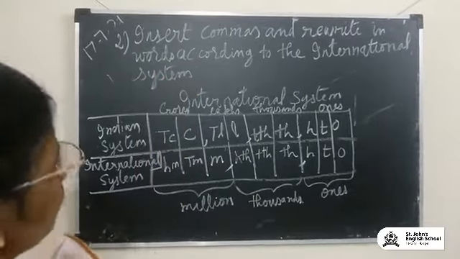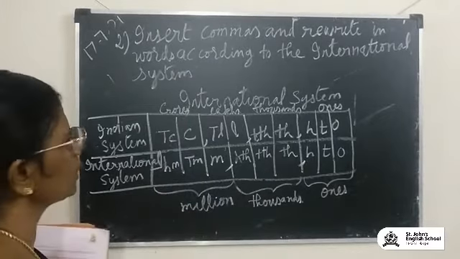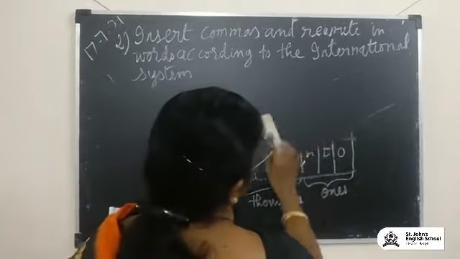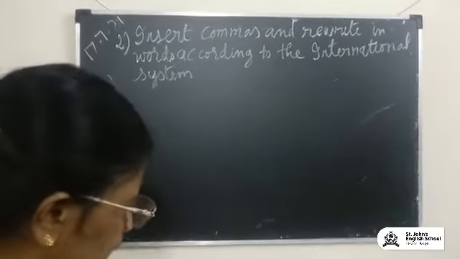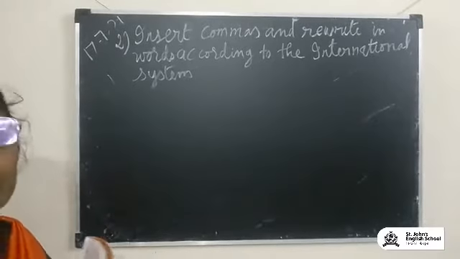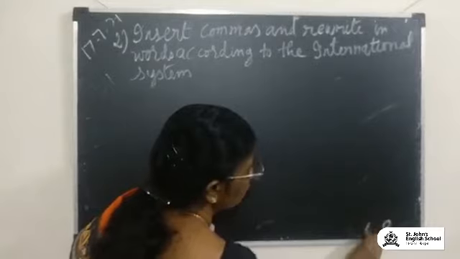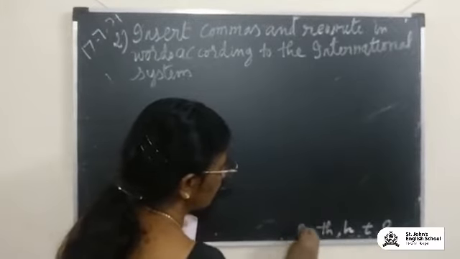Okay, so I'll be opening this box because I've already got it with you now. What we are going to write is the number in the international system. So I'll just write it down. What are all the place values? Ones, tens, hundreds, a comma.